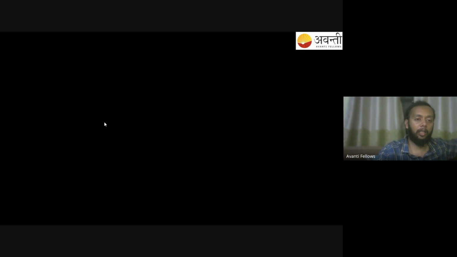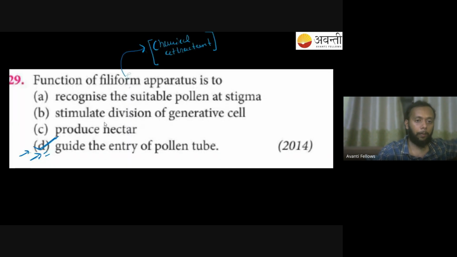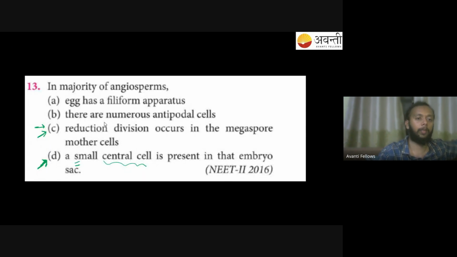And if you just see the other statements, now you can see the other statements. So what is option C telling us over here? Reduction division occurs in the megaspore mother cell. That means it undergoes meiosis. Reduction division basically means what? It's meiosis. So that's a true thing, right? So that is why option C becomes a much more appropriate answer. It's a correct answer compared to the remaining three. Remaining three are going to be incorrect.